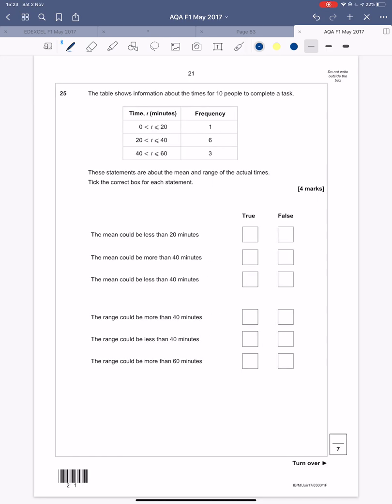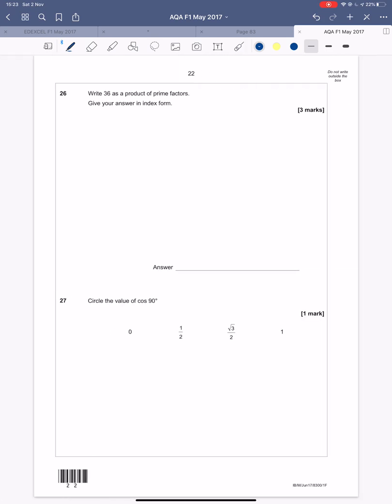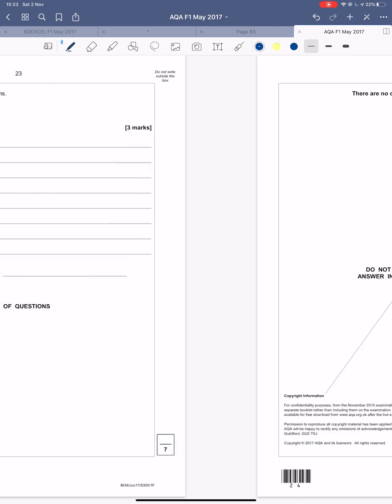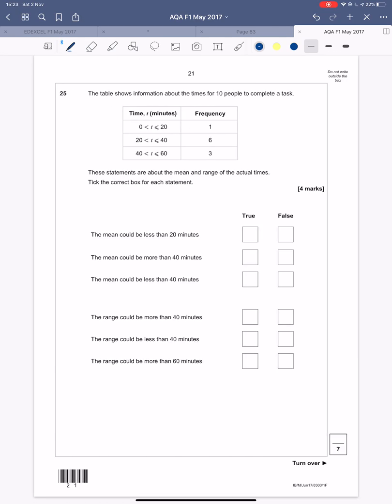Right, number 25. Oh, this one takes quite a lot of time. 26, 27, 28. Okay, 25. The mean could be less than 20 minutes. So we've got, the table shows information about the times for 10 people to complete a task. 0 to 20, 1; 20 to 40, 6; 40 to 60, 3. Okay, so what we can say, the mean could be less than 20 minutes. So they add up to 10.